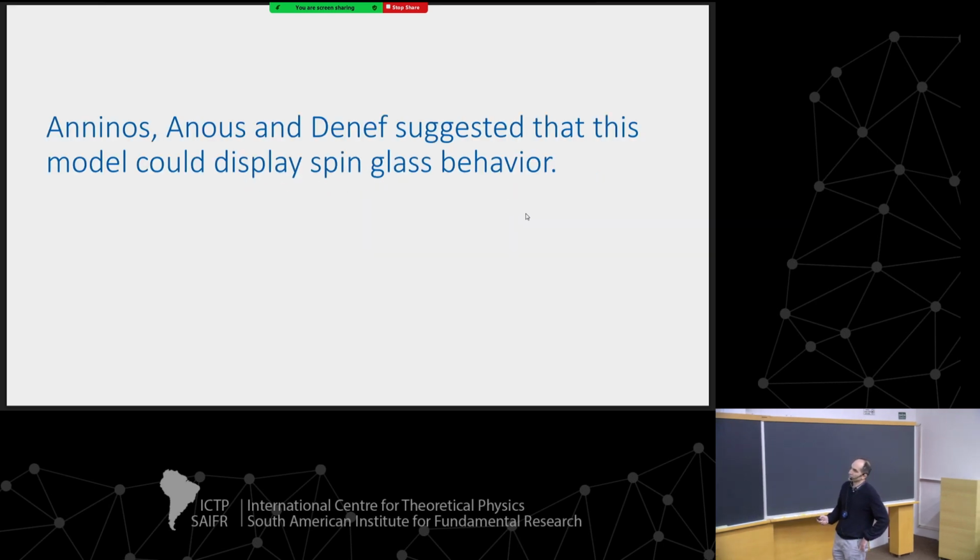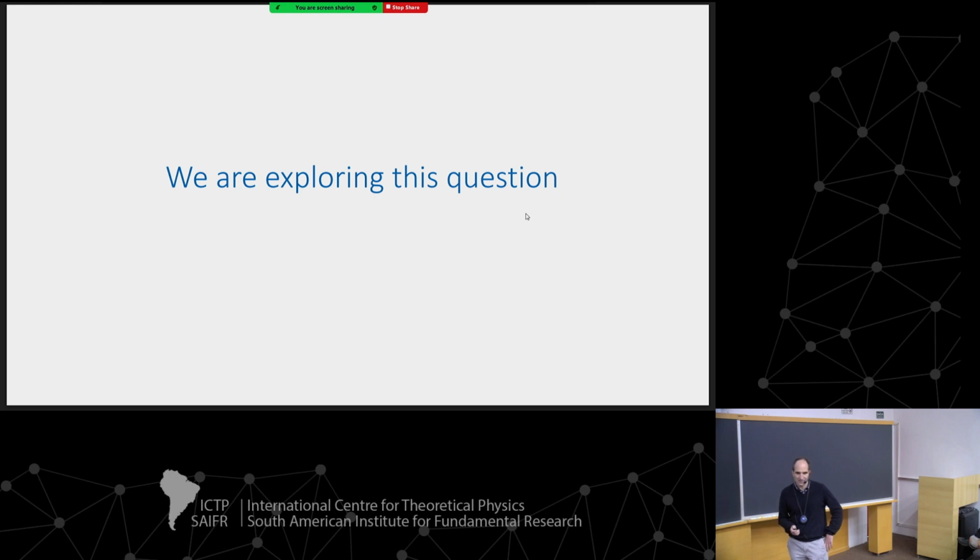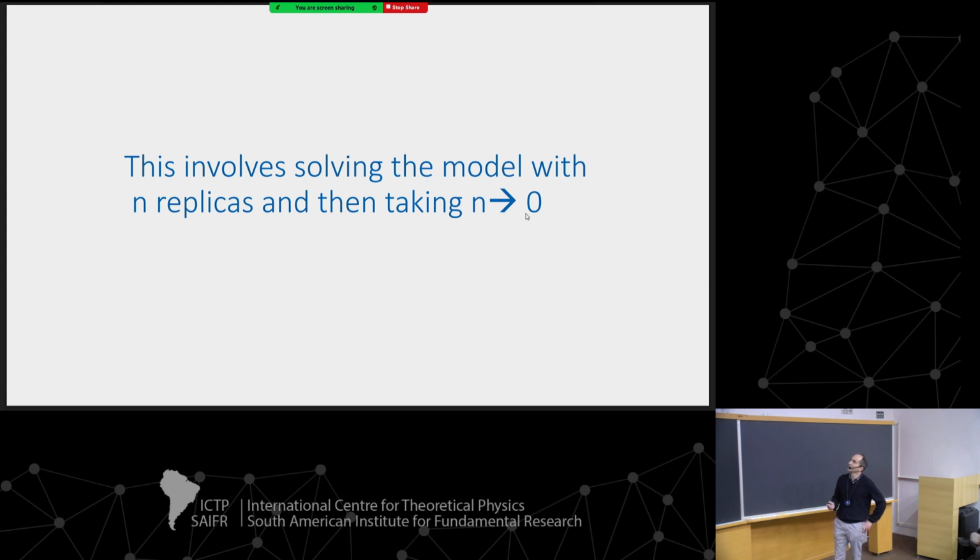Now, in addition, these authors have suggested that this model could display spin glass behavior. I'm almost done. So we're exploring whether this model displays this. And this could be due to the fact that when these fields get a large BEV, they are choosing some direction in field space, and it gets stuck there and doesn't move around. Now, this involves solving the model with n replicas and then taking the n going to 0 limit.